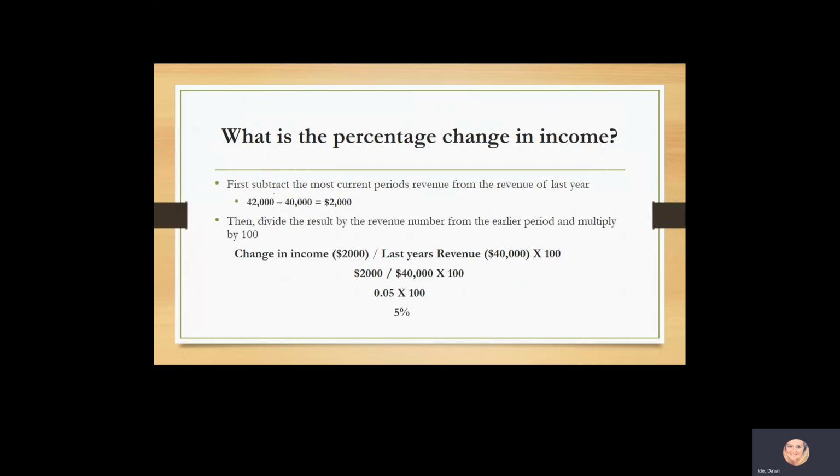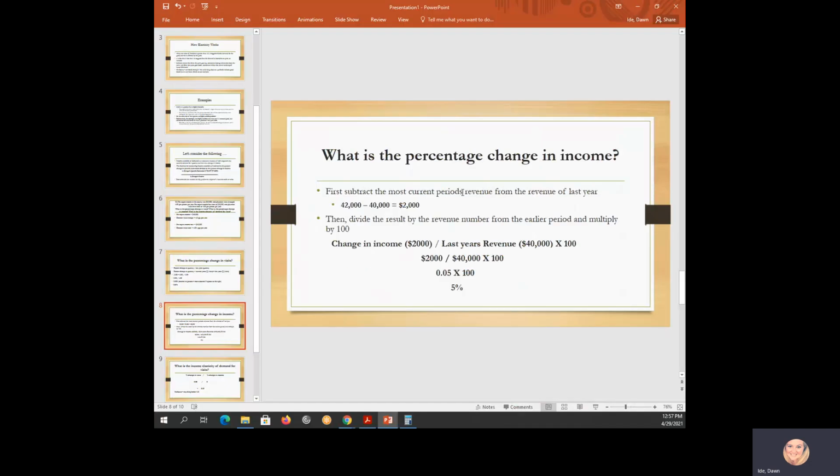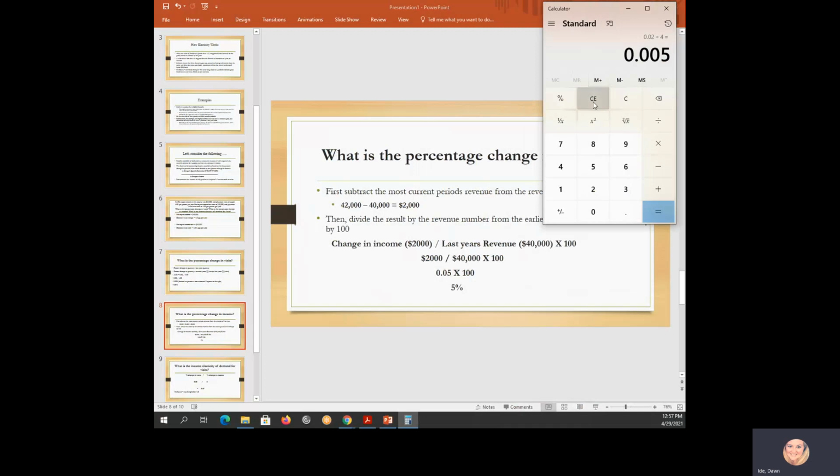So let me pull up my calculator again, and I'm going to have to make this small. Whoops, I keep doing that. Oh, I did it again. Okay, so how do we do this again? I'm just doing this so you can follow along with me and make sure you know what you're doing. So you would do 2,000 divided by 40,000, and that would equal 0.05. But then of course you have to multiply it by 100, and that equals 5%.